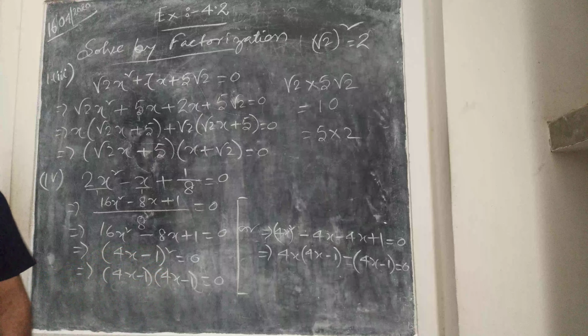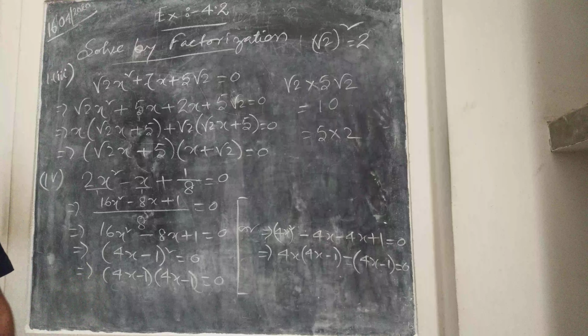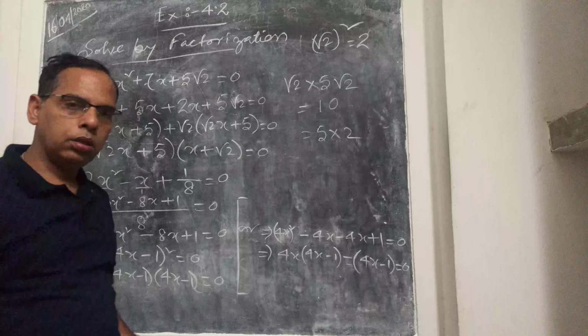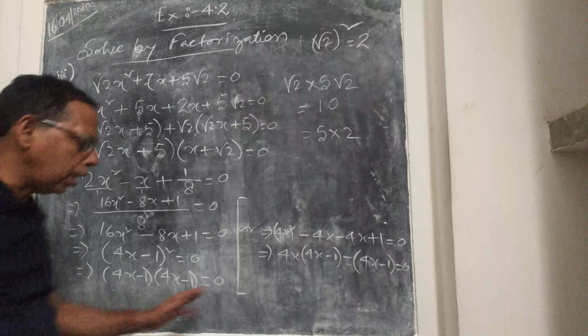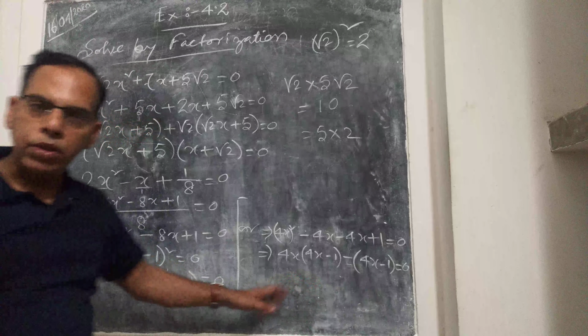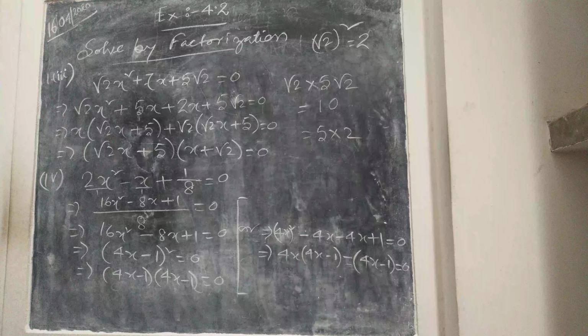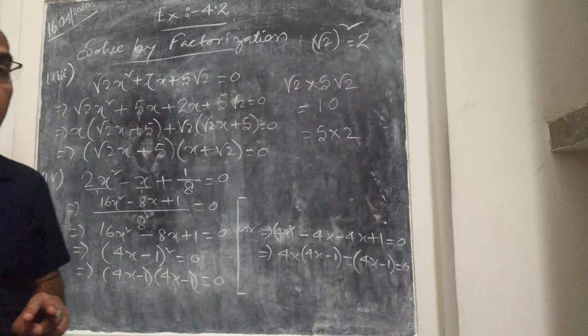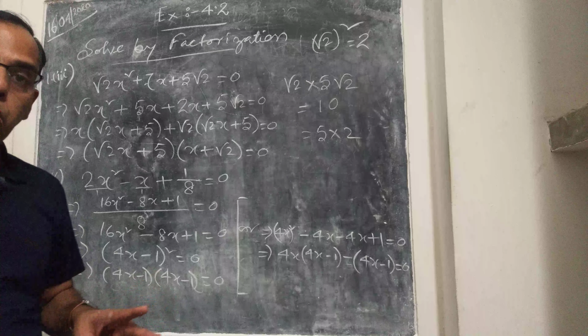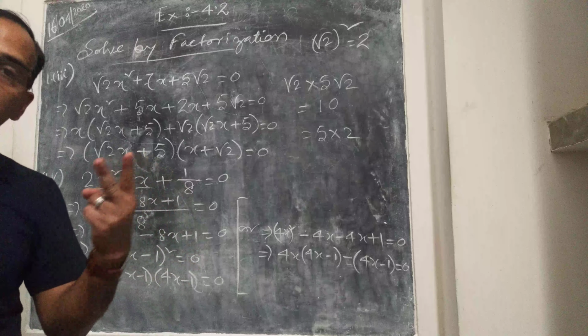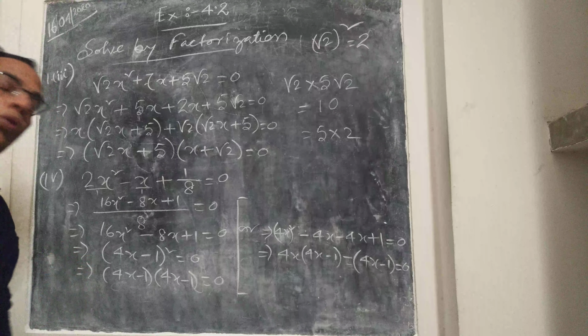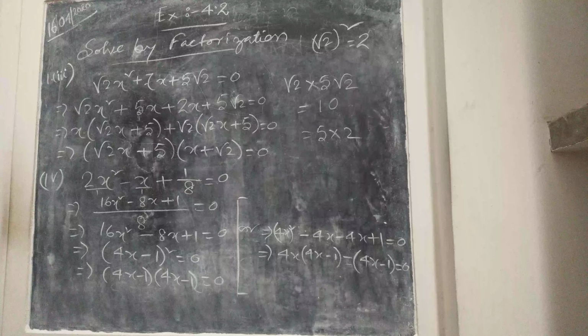Both are factorization method. It is not necessary that you have to do only by middle factorization method. So you are free to do by this method as well as by this method. Therefore, in this case, the value of x is 1 by 4, 1 by 4. Remember, the roots of the equation depend on its power. Power is 2, therefore 2 roots. That means 1 by 4, comma 1 by 4. Okay.